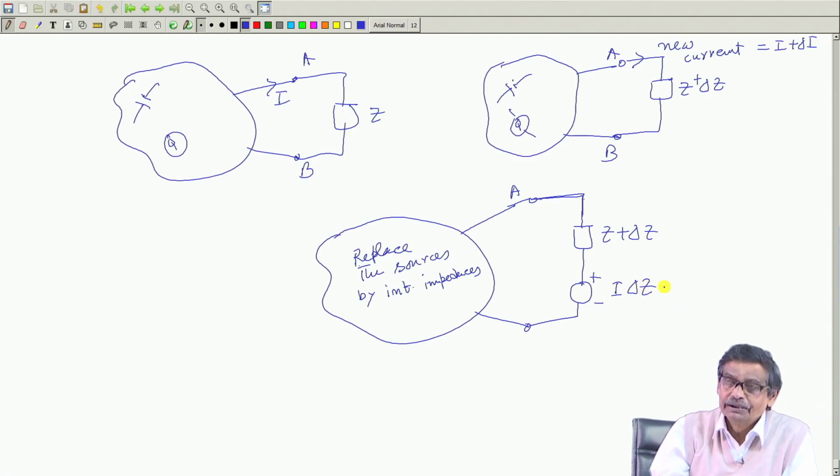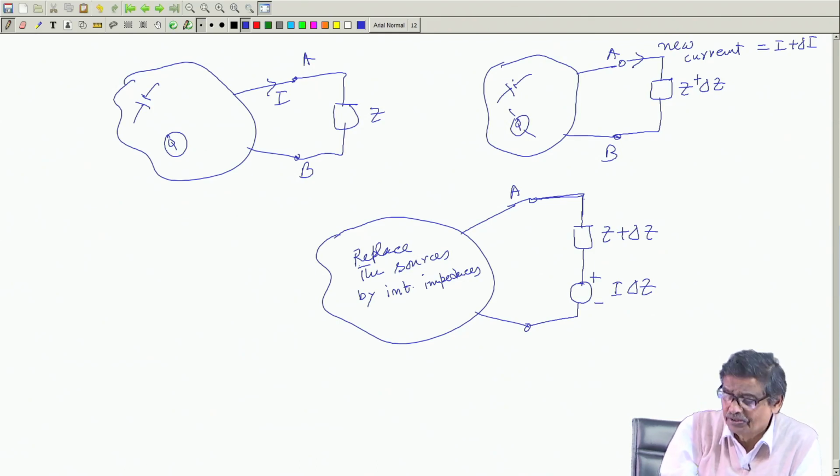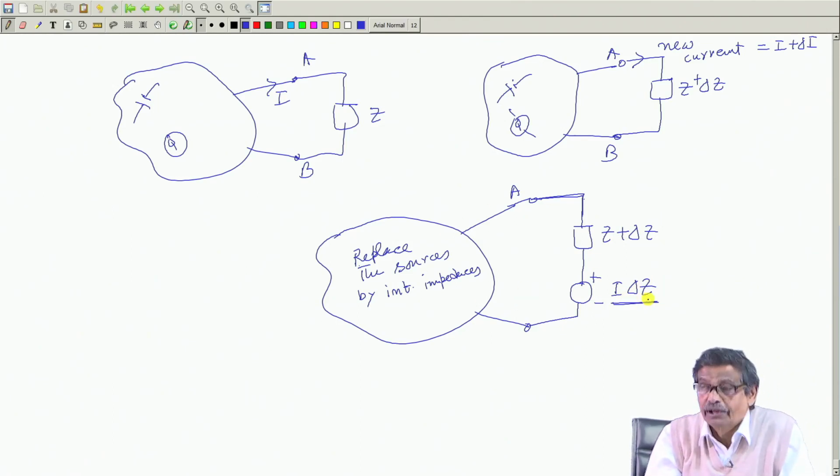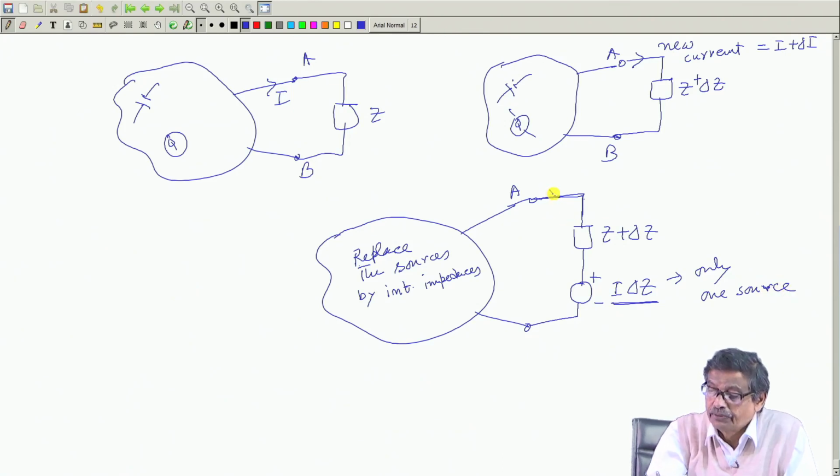So, in this network, it is expected that the necessary steps will be less, because no sources are present here, absent of any sources. And this quantity, is it known? Yes, the old current was I, and by what amount you have changed this Z, delta Z, with correct polarity. Z plus delta Z is known, yes. So, I will solve this network with only one source, only one source. That is the advantage.